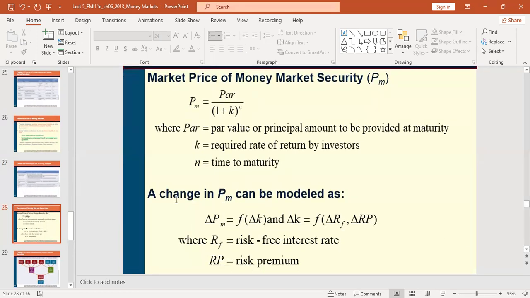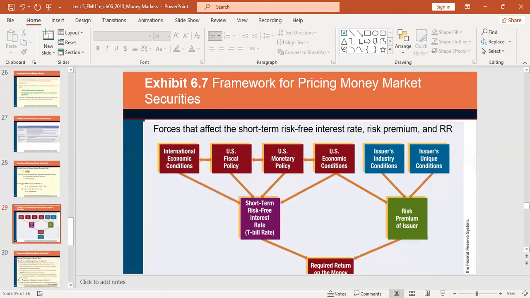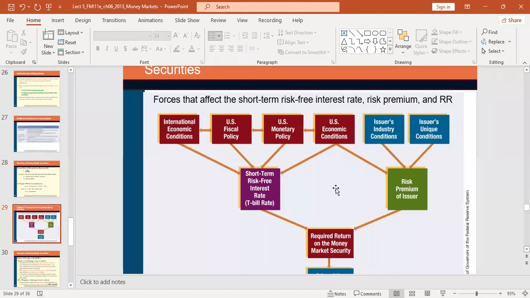Also, a change in the price of the money market security is a function of the required rate of return. The required rate of return also depends on the risk-free rate as well as the risk premium. So RF is the risk-free rate. The risk-free rate is the Treasury Bill rate because the default risk is low, close to zero, while the risk premium is the risk that the issuer of the money market security may default. So these are all the factors that can affect the required rate of return.